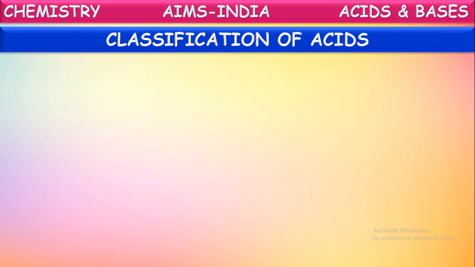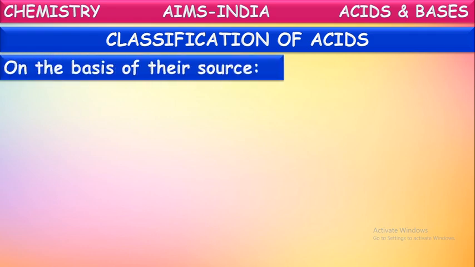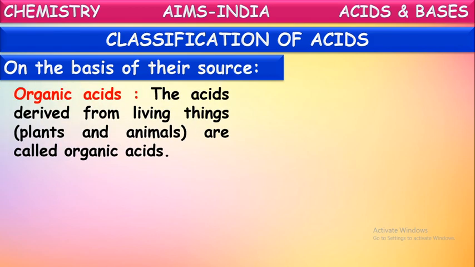How to classify these acids? Let us see the classification of acids based upon certain properties. One of them is based upon their sources. We mentioned some acids now, and from where they are available to us. Based upon the source, acids can be classified into two types.